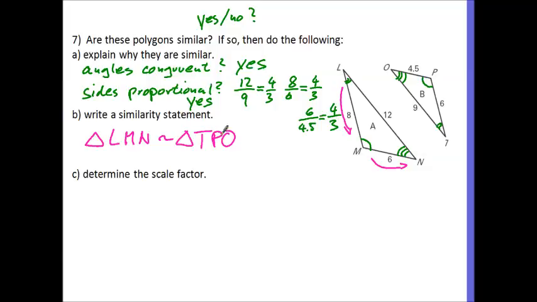Last but not least, we are supposed to determine the scale factor, and we are in luck. We already have done that before, right? Our ratio, which kept reappearing when we put the corresponding sides together, is our scale factor, and the answer is that's 4 over 3.